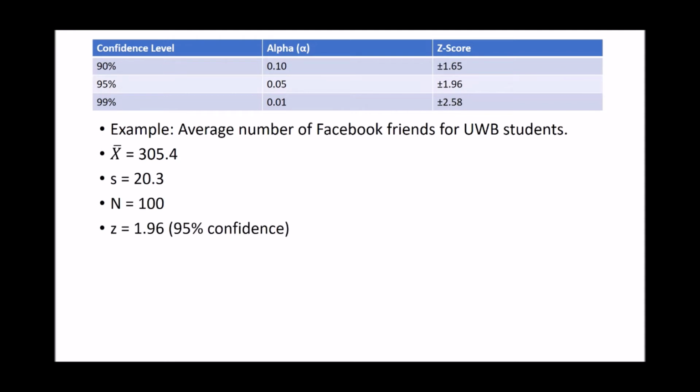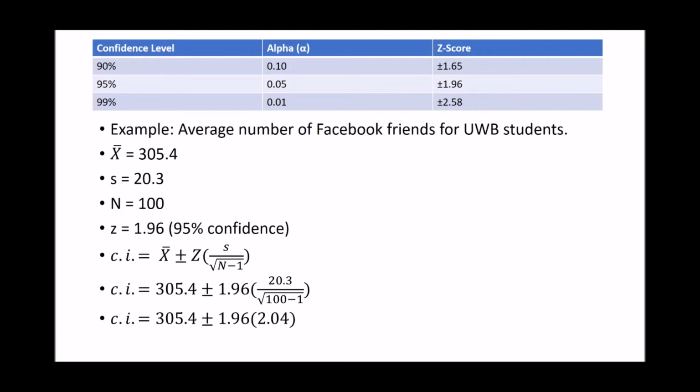And let's say we want to have 95% confidence of the number of Facebook friends for UW students. So we'll start plugging into our confidence interval equation. As we've plugged in here, we've plugged in our mean, our Z-score, if we're going to stay at 95% confidence, and our standard deviation and our sample size. So if we continue going down this path, we can start calculating each of these pieces correspondingly.